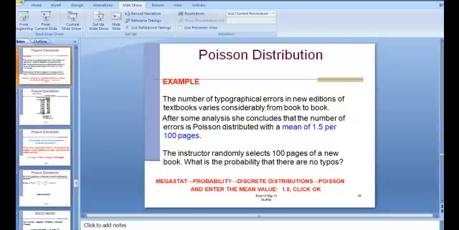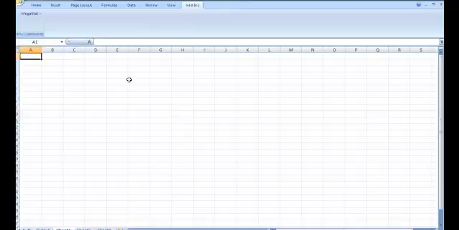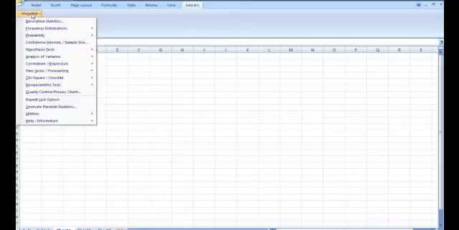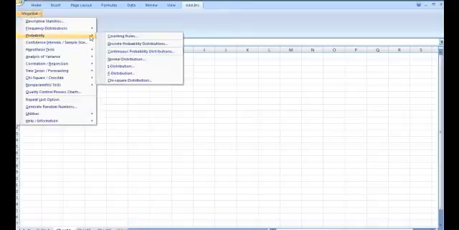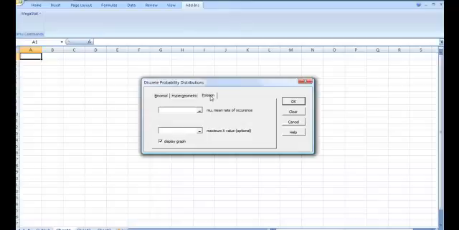Go back to Excel, and I'm going back to my first sheet, and it's blank because I really haven't input anything, and I have no data. I'm just putting it directly into Megastat. Going to select Megastat, probability, discrete probability distributions, and this time I'm going to select Poisson. Poisson, this is a fun one.